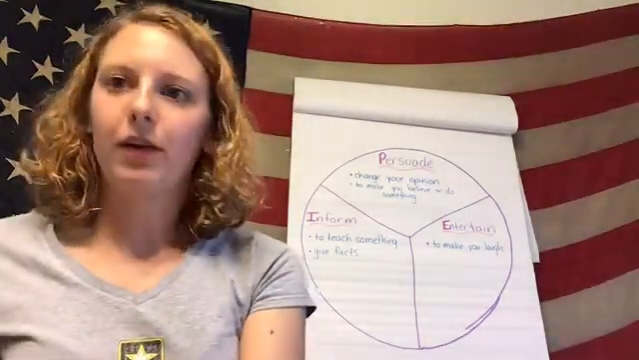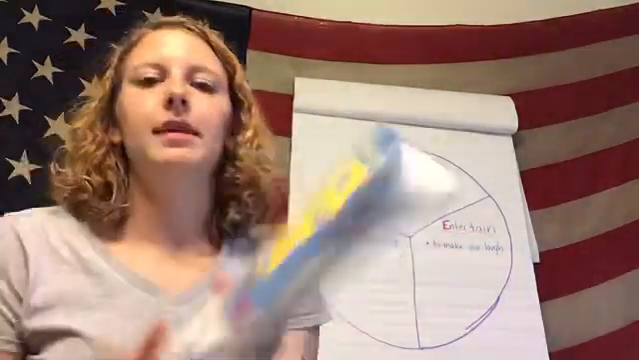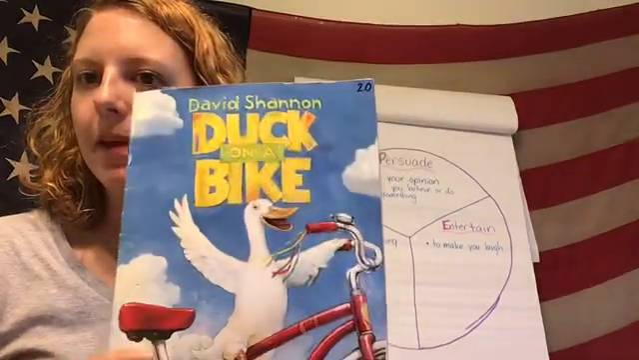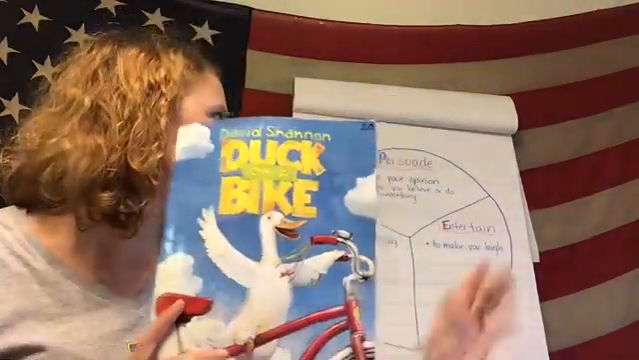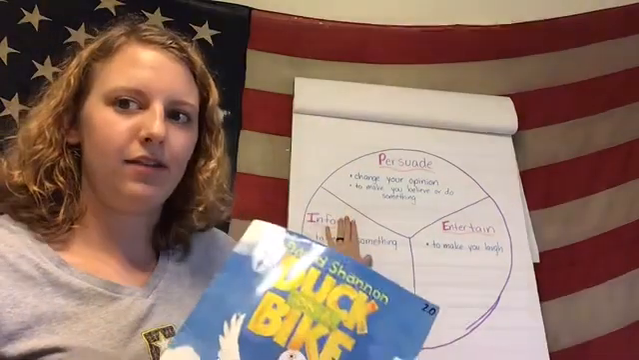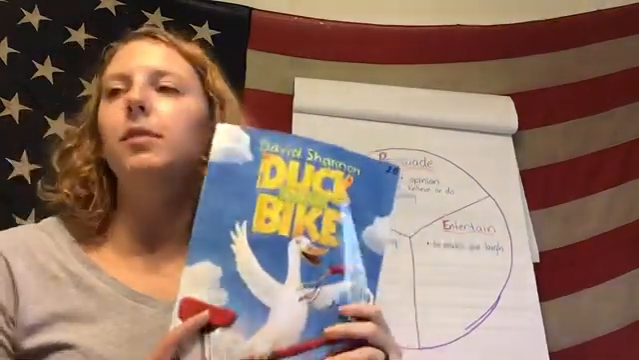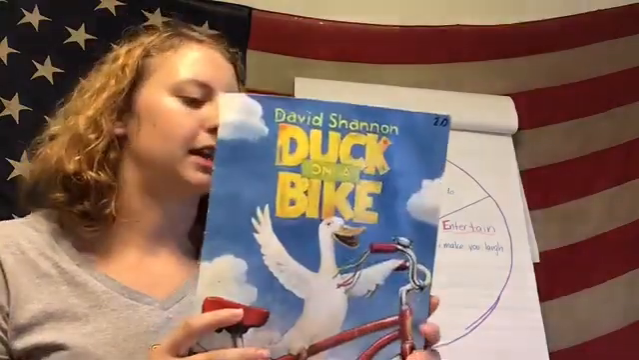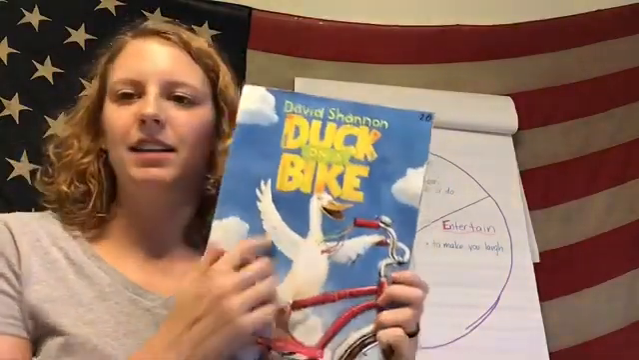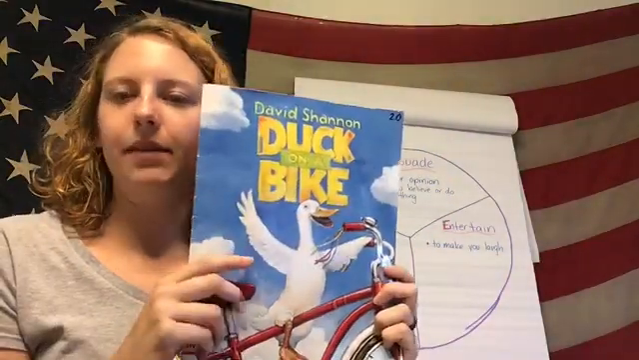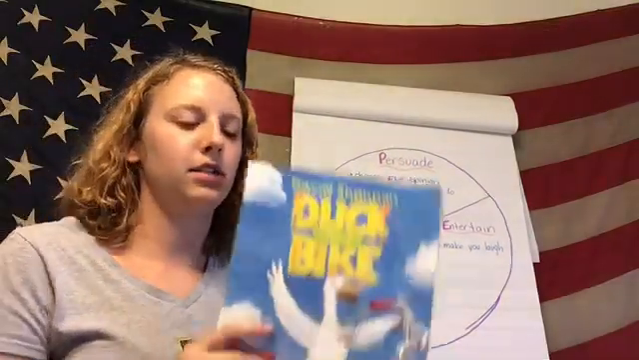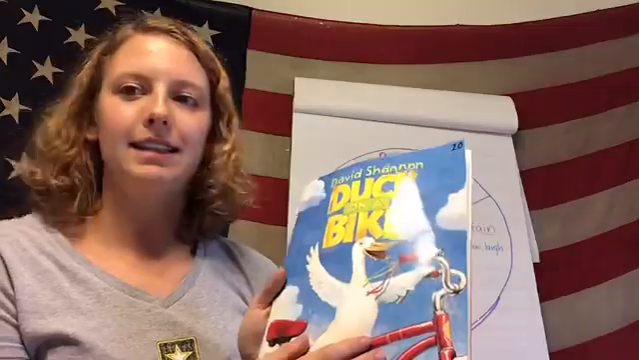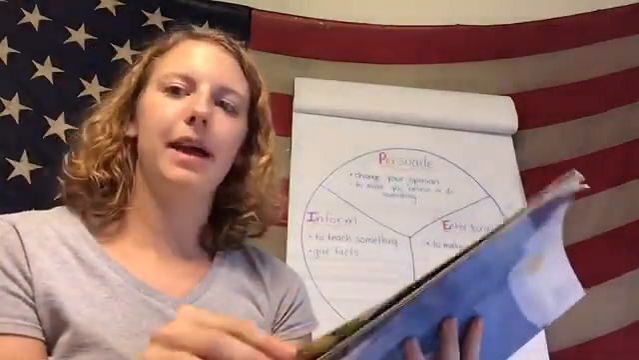All right, now we're going to read another book. This is called Duck on a Bike. Do we have an idea of what it could be? We already know it's not inform, because inform means to teach you something. It wants to give facts, and this doesn't look like it's going to give me any facts. So it could be either persuade or to entertain. Let's see. Duck on a Bike.